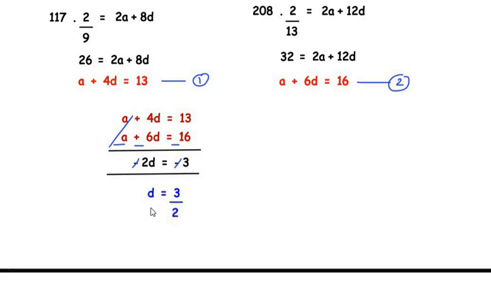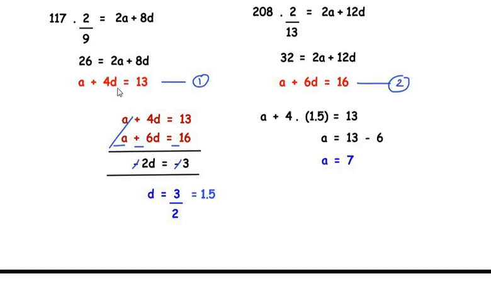Now once we have got the common difference d, let us use equation 1 or equation 2 to find out the first term of the sequence. I am going to use the first equation over here. So in the first equation we have a plus 4 times, now in place of the common difference we have written 3 over 2 or 1.5, is equal to 13. Now taking 4 times 1.5, which is 6, to the other side of the equal sign, we get a is equal to 13 minus 6, or the value of the first term of the sequence as 7.